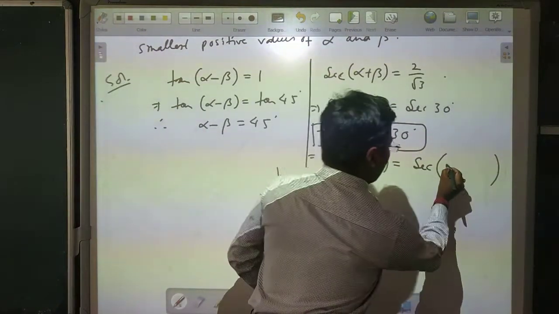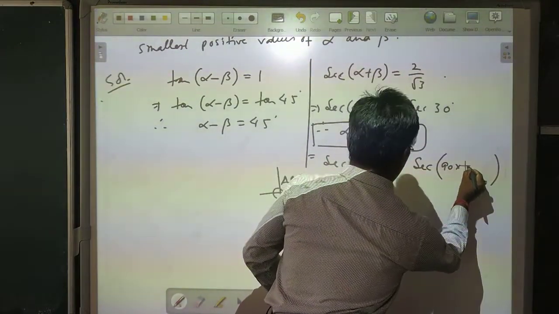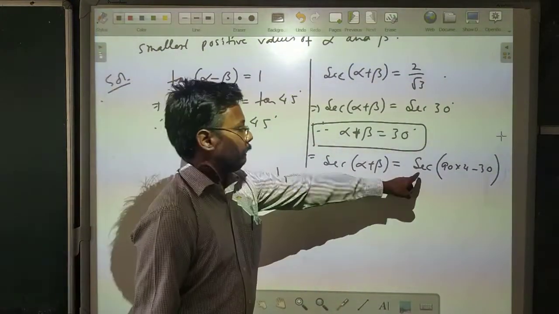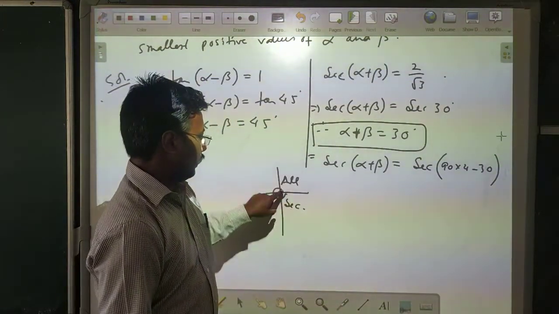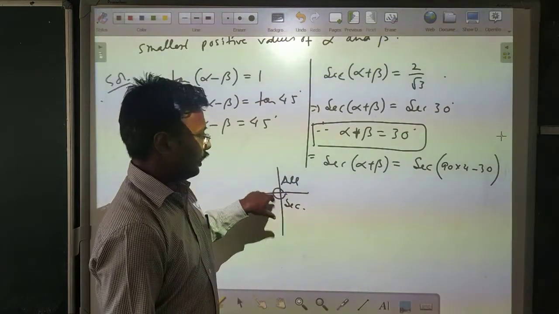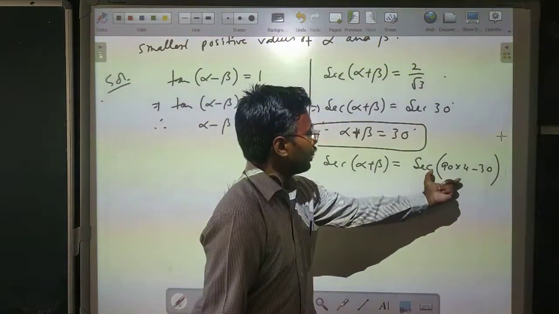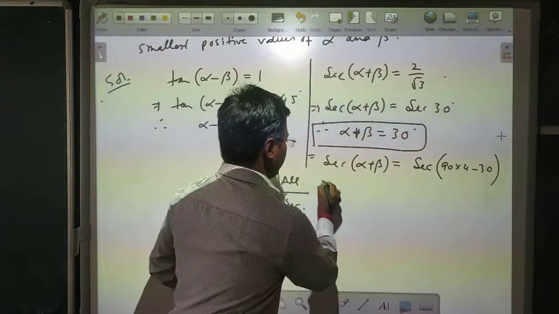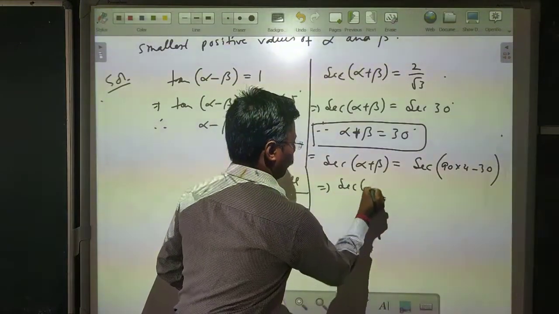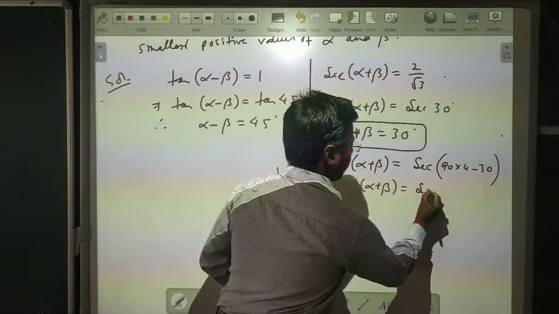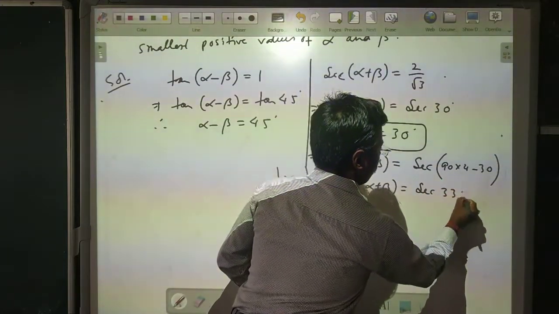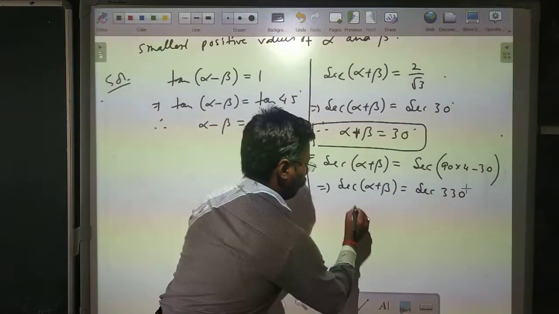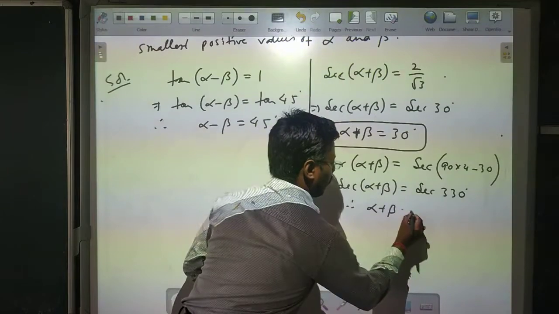So here we can write 90 into 4 minus 30. Okay, because in the fourth quadrant it is 360 degree, and 360 degree is 90 into 4. Then minus 30, and if you check, this answer is 2 by root 3. So that means we are getting sec(alpha plus beta) is equal to sec 330 degree. Okay. Now the value of alpha plus beta is coming as 330.